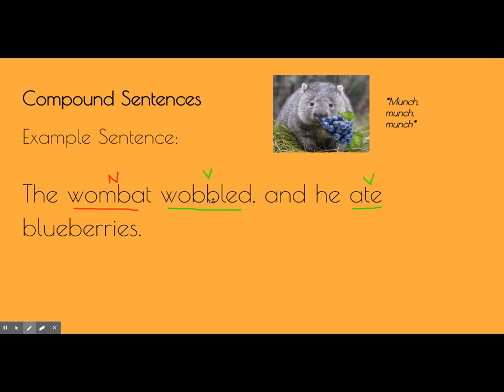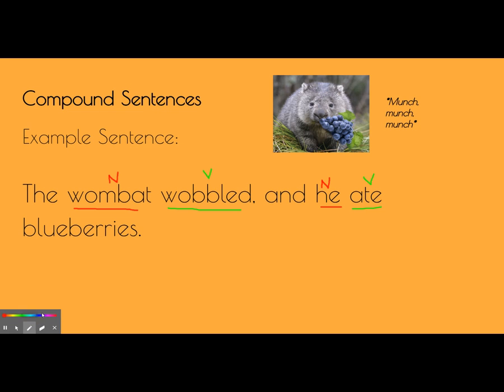And then we have to ask ourselves about ate. Who or what is doing the eating? Well, he is. And he, of course, is referring to the wombat. So this is actually a pronoun, right? It's a noun that takes the place of another noun. But this is also our noun, right? So the wombat wobbled. He ate blueberries.